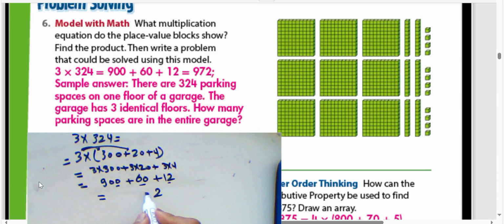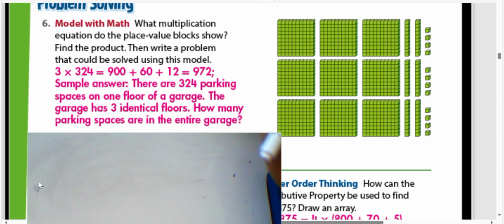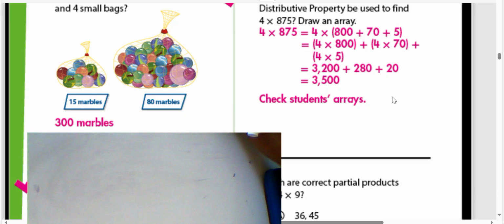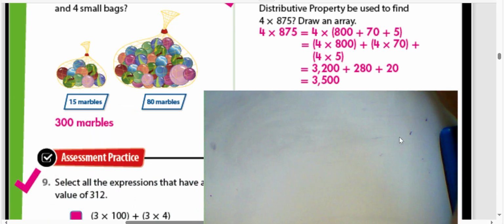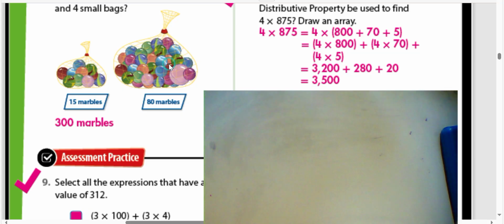2 plus 0 equals 2. 6 plus 1 equals 7, and write 9. 972. Okay. You can use this method also for 4 times 875 using distributive properties to find the result like this. And what about this question?